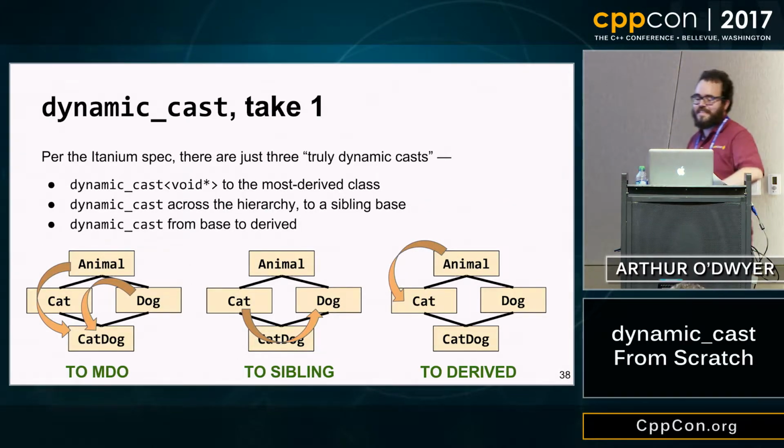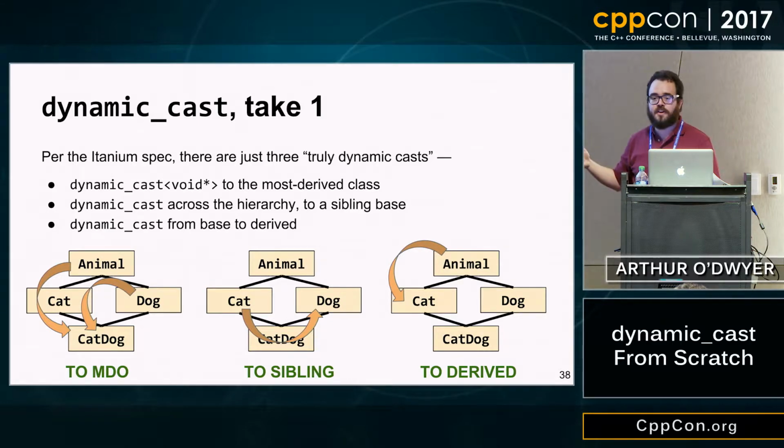All right, dynamic cast. For the Itanium spec, there are 3 truly dynamic casts. Dynamic cast to the most derived class. So I can actually get a void pointer to the most derived class. It has to be void star because I don't know what the most derived class is by definition. So it can't be that type star. It has to be a pointer that can point to anything, so it's going to be void star to the most derived class. And that's illustrated over there on the left, to most derived object.